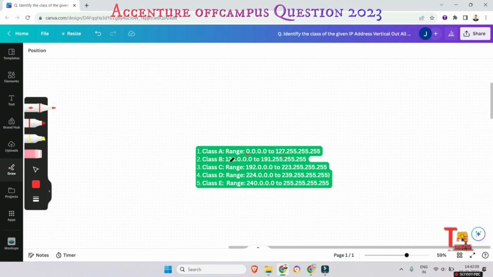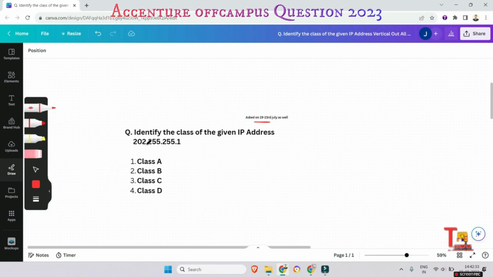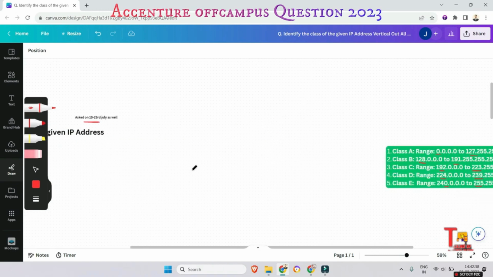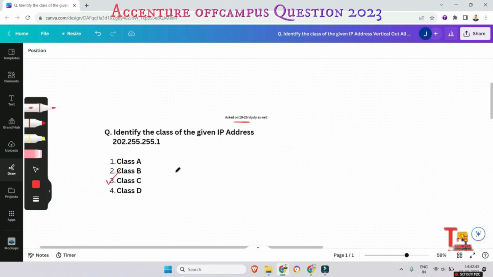If class B, then 128 to 191. And class C, 192 to 223. And class D, 224 to 239. And class E, 240 to 255. The first octet range is this. So according to this data, this IP address belongs to class C, because class C has a range of 192 to 223. So this is among that range. So this is the answer.